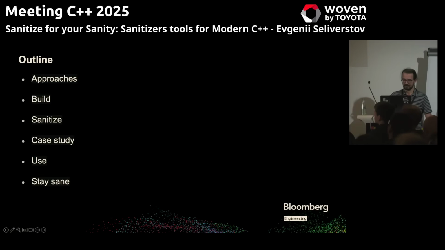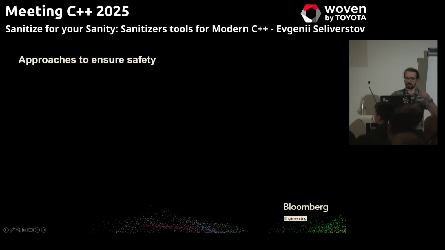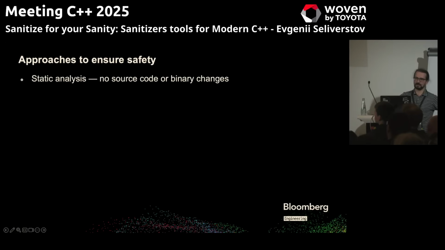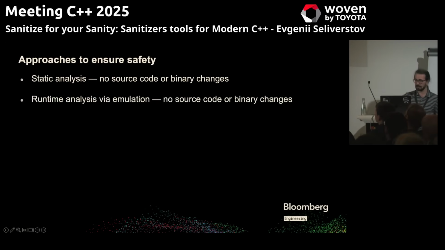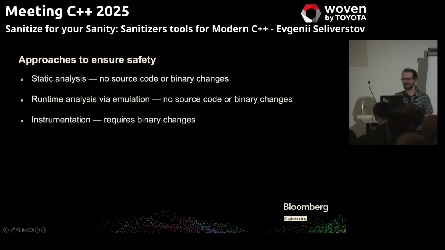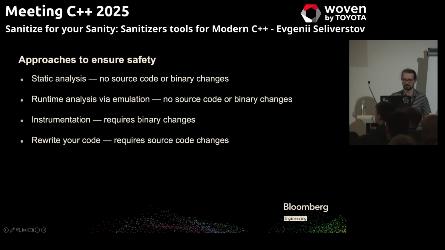So, stay sane, please. First of all, which approaches do we have to ensure safety? Of course, static analysis. We have a lot of tools. They don't require any changes in source code or binaries, all good. Then we can emulate and run it somewhere, and also no code changes, no binary changes, that's good. Then we can go with instrumentation. It requires only binary changes, no source code changes, star. And we can also rewrite our code and get rid of any erroneous behavior.